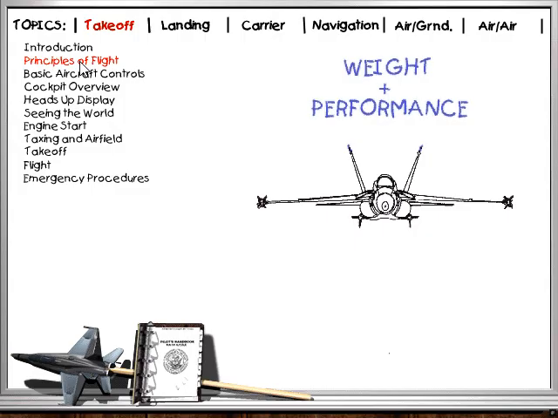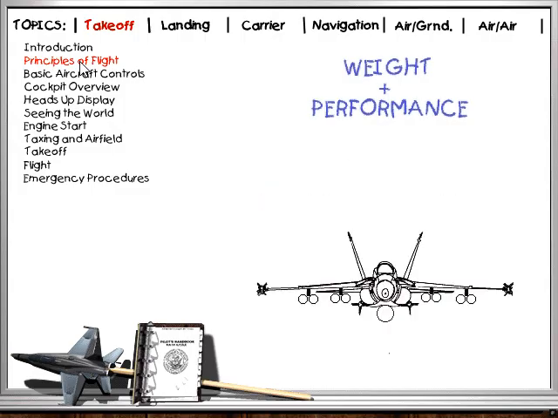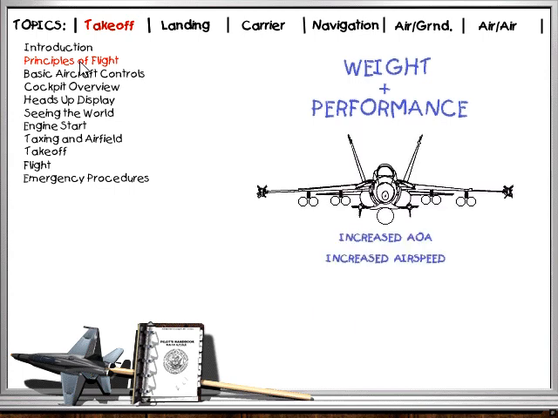Much of an aircraft's performance is dependent on weight. The more an aircraft weighs, the more lift it will need to produce. This means it takes more AOA and/or more airspeed to make the aircraft fly.